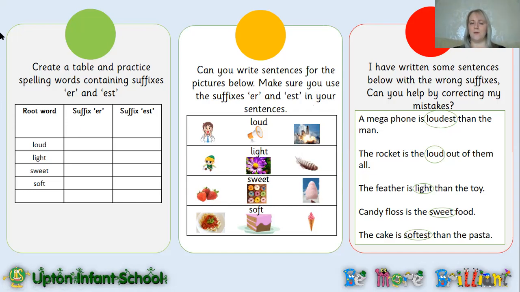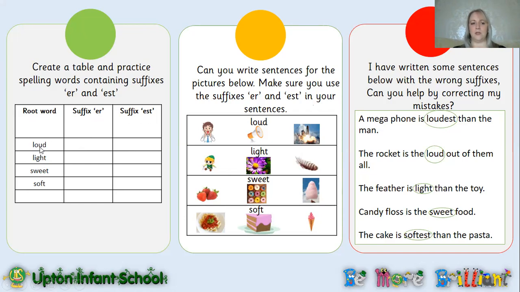So if you want to have a go at doing the green task, you could ask someone to help you to draw a table like this one. You can have the root word. Remember, the root word is just the word that we start off with. It's not been changed yet. And then we're going to have a box where we add the suffix er and we're going to have a box where we add the suffix est.